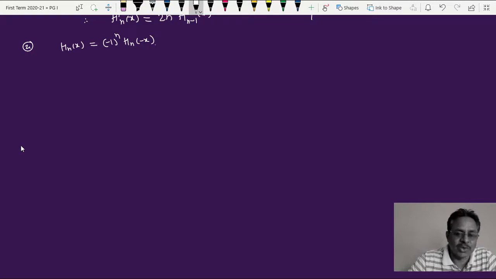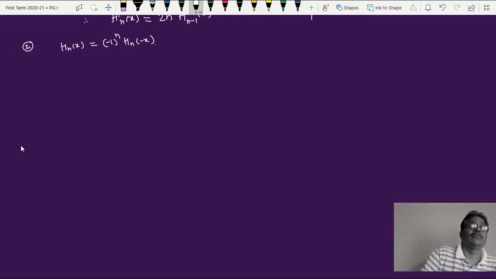This minus 1 raised to n is now plus. So for example, h2 of x and h2 of minus x will have the same sign. No sign change will be there because n is equal to 2, therefore minus 1 raised to n is plus 1. But if I go for h3 of x and h3 of minus x, in that case n is equal to 3, so minus 1 raised to 3 is minus 1, and therefore h3 of x will not be the same as h3 of minus x. Their signs will be changed, and that will have odd parity. So the even parity and odd parity concept can be understood from this.